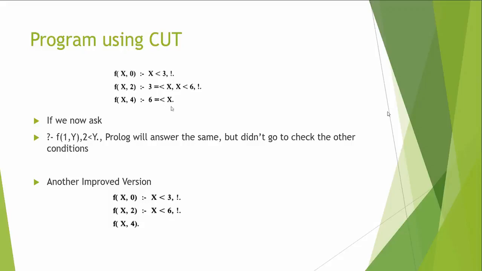Now, from this version, another improved version is written like this. So what is the meaning of this? Now see, if x less than 3 is not true, then is it necessary to write this condition again? Because if x less than 3 is false, then it is obvious that x greater than or equal to 3, right? Are you getting the point I am saying?